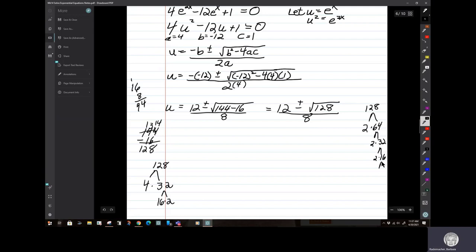All right, and that's 2 times 8, and that's 2 times 4, and that's 2 times 2. So 1, 2, 3, 4, 5, 6, 7. Is it true that 2 to the 7th power is 128? I know that that's true, because 2 to the 6th power is 64. So that's true.